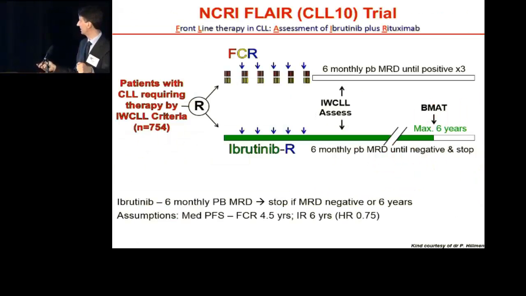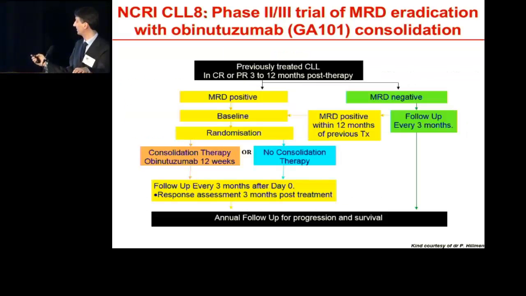status. And indeed, this is the hope for the design of this study of the UK consortium, where they will compare, in first-line young fit patients, the use of FCR versus ibrutinib plus R, and the patients will be followed by MRD assessment every 3 months. And the interesting point is that the use of ibrutinib will be stopped based on the MRD negativity status. So this is really a very interesting study.